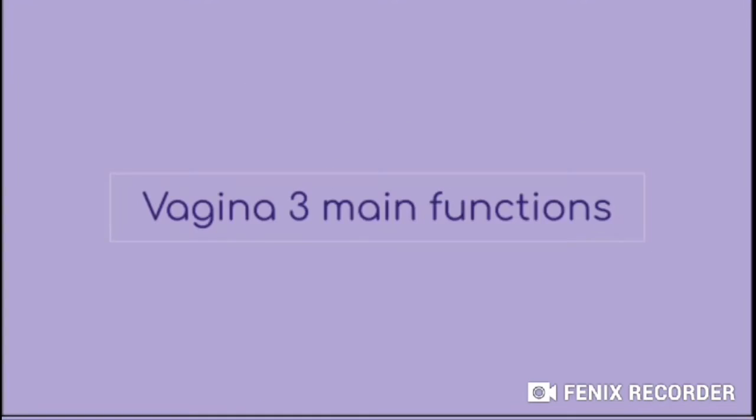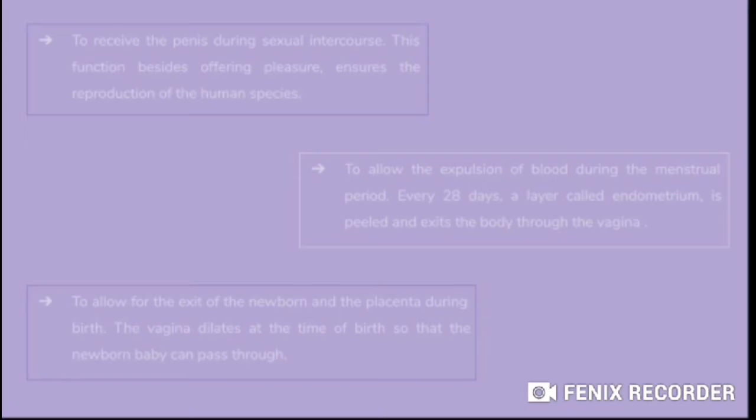The vagina has three main functions. The first one, to receive the penis during sexual intercourse. This function, besides offering pleasure, ensures the reproduction of the human species. The second one, to allow the expulsion of blood during the menstrual period. Every 28 days, a layer called the endometrium is shed and exits the body through the vagina. And the third one, to allow for the exit of the newborn and the placenta during birth. The vagina dilates at the time of birth so that the newborn baby can pass through.